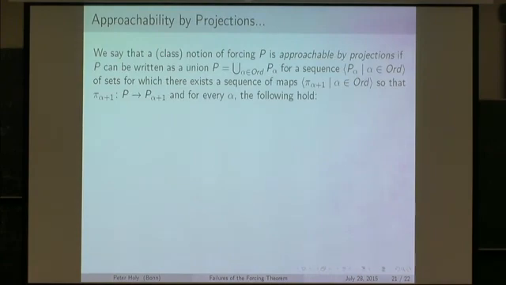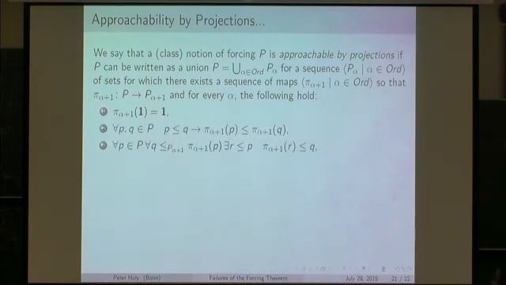So we say that the class forcing P is approachable by projections if it can be written as a class-length union of a sequence of forcings P_alpha, for which we have a sequence of maps. These will be projection maps, pi_{alpha+1}, for alpha in the ordinals. So pi_{alpha+1} is a map from the whole forcing P to this forcing P_{alpha+1}, and we have some properties.